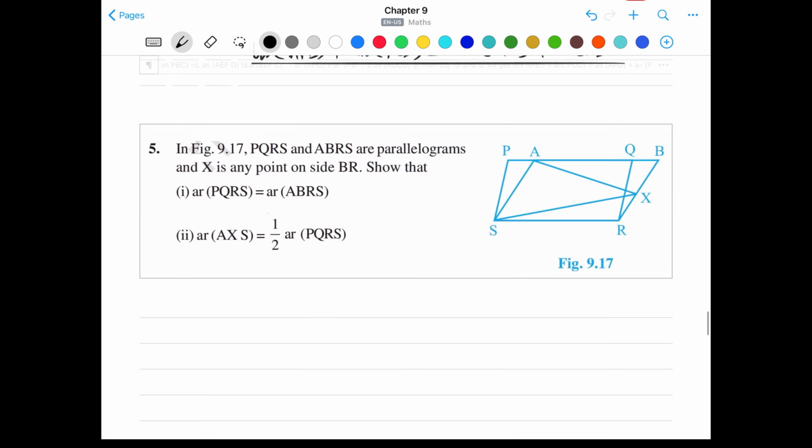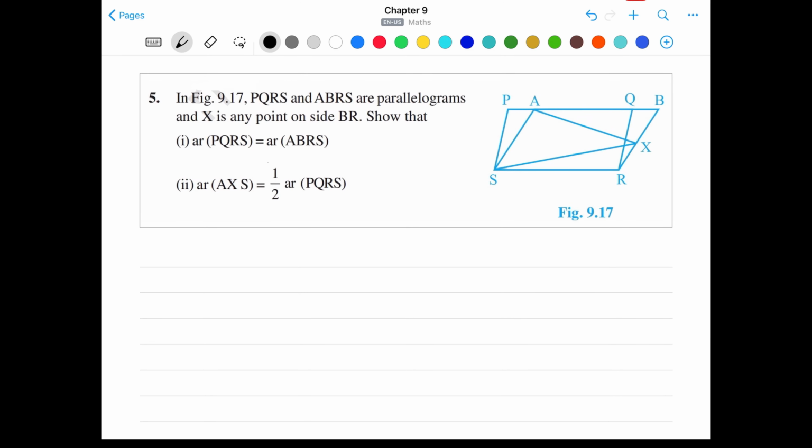Okay, so now let's move to the next question, which is question number 5. In figure 9.17, PQRS and ABRS are parallelograms and X is any point on BR. So we have two parallelograms, PQRS and ABRS, and there is a point X on the side BR. We have to show that the area of PQRS and ABRS are equal, and in the second part we have to prove that the area of AXS is equal to half the area of PQRS. Okay, so let's start its proof.